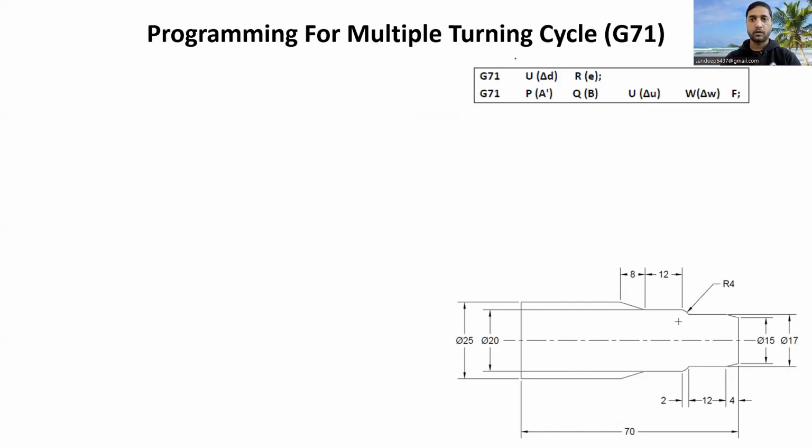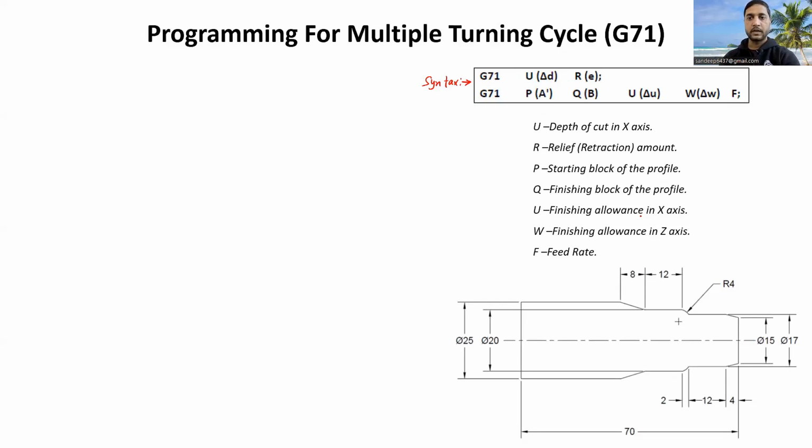And this is the syntax for our turning cycle. This syntax says that our G71, that is multiple turning cycle or roughing cycle, will be completed in 2 lines or 2 blocks. The first block or first line says G71 U value, R value. Then next block we have G71 P value, Q value, U value, W value, and F value. So these are the parameters which we must understand.